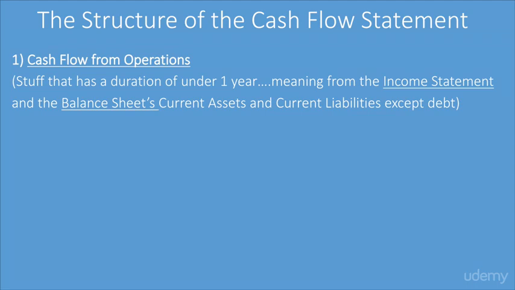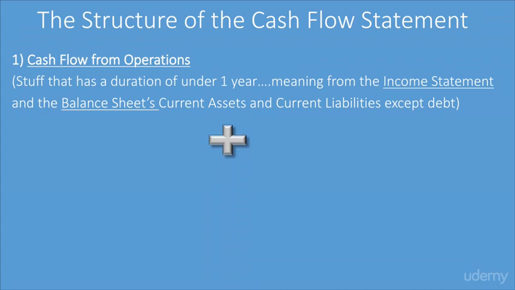Okay, so the income statement is always for a period of a year or less. And if you look at the current assets and current liabilities on a balance sheet, for the most part, those items all have a duration of less than 1 year. Okay, that's the first part of the cash flow statement, cash flow from operations. Remember, what we're trying to do here is to try to reconcile the difference between net income from the income statement and the change in cash from the cash flow statement.